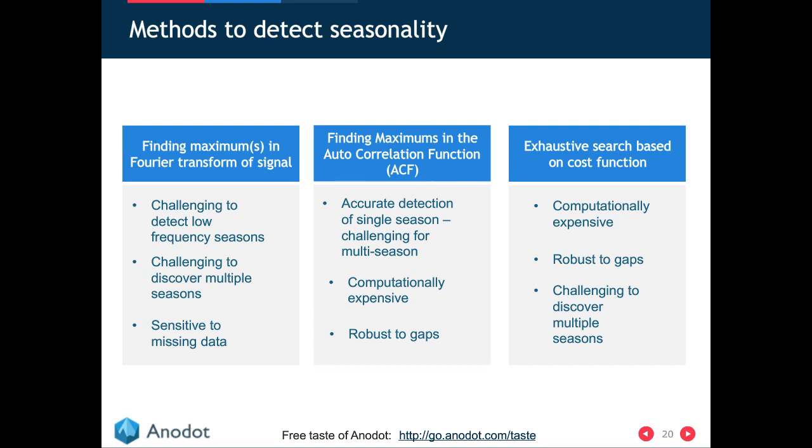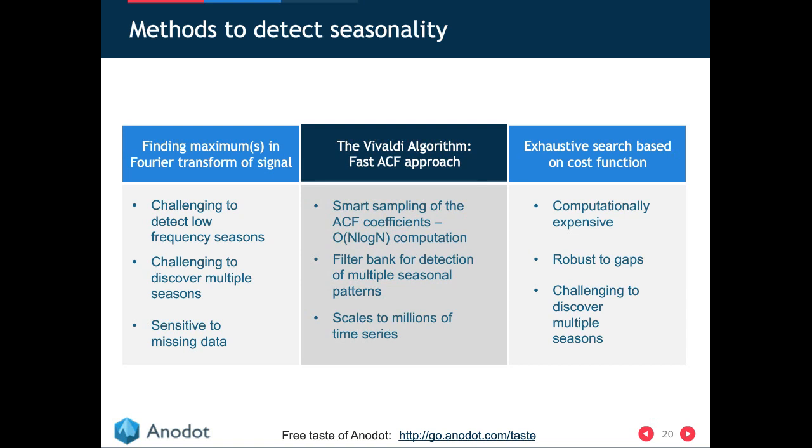We designed an algorithm called the Vivaldi algorithm, and it's basically based on the autocorrelation function, but it's a fast autocorrelation function approach. Just to give you a sense, it's as fast as Fourier transform in terms of computation. The way we do it is by doing smart sampling of the autocorrelation coefficients, so not computing all the coefficients, but only the ones we need, and then using filter banks for detection of multiple season patterns. This technique actually scales, in our case, to above 100 million metrics already for the Anodot system.